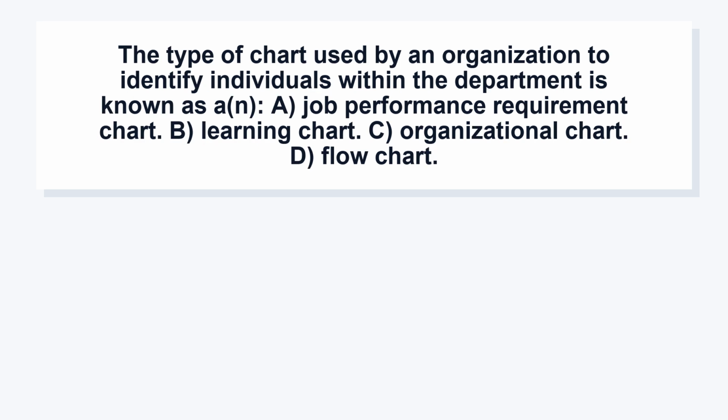The type of chart used by an organization to identify individuals within the department is known as: A. Job Performance Requirement Chart. B. Learning chart. C. Organizational chart. D. Flow chart.